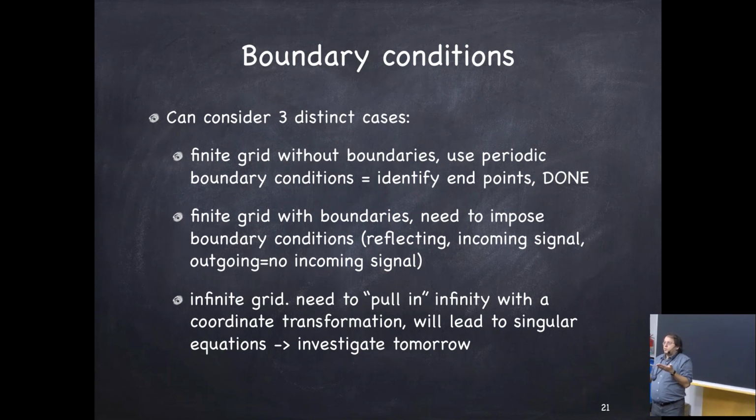And so how do you impose boundary conditions? You can't impose boundary conditions on the information which is going out, but you can put conditions on the information which is going in. So for example, reflecting boundary conditions would say what is coming in is the same as what's going out. So a wave which is going to the boundary will be reflected.